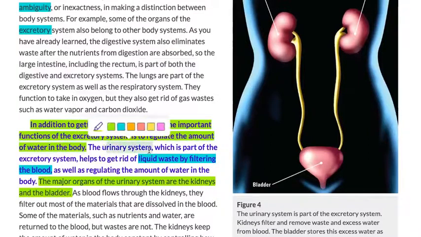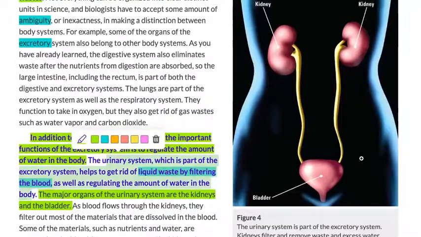The urinary system is a part of the excretory system, and that helps get rid of liquid waste by filtering the blood, as well as regulating the amount of water in the body. So on the right-hand side, we have the urinary system here. You have 2 kidneys and a bladder connected by ureters.